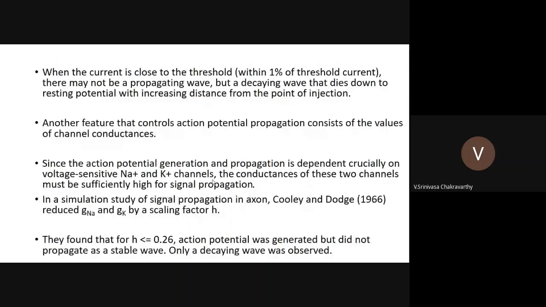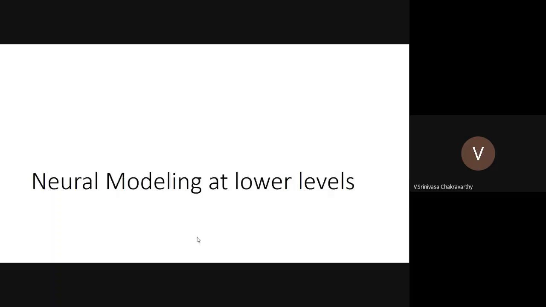So people have found that if you take the standard Hodgkin model and reduce the conductances of sodium and potassium to less than 0.26 times the standard values, then you cannot produce a stable wave. Okay, so there's a threshold effect even for the conductances. Okay, so that completes our discussion of the biophysical model.